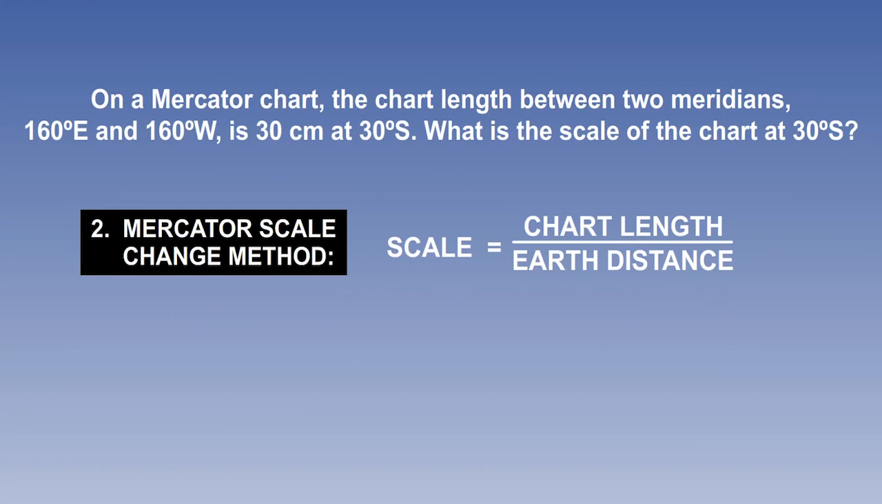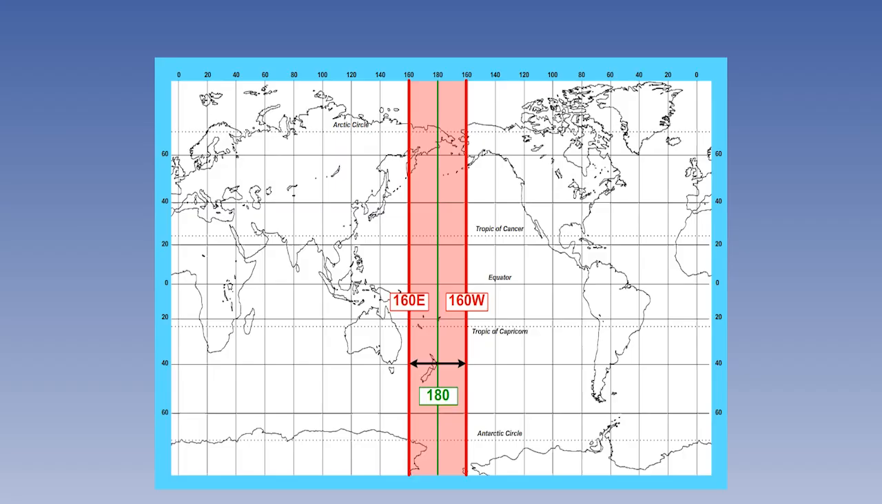Firstly, find the scale at the equator. Write down the normal representative fraction equation. Representative fraction equals chart length over Earth distance. The meridians of a Mercator chart are parallel. If the chart length between two of them is 30 centimeters at 30 south, it will also be 30 centimeters at the equator.